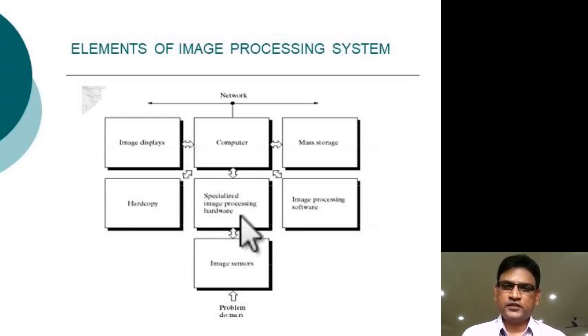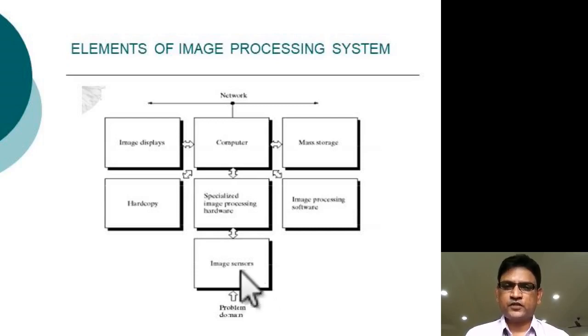And this is the heart of this entire image processing system. So this processor holds the digitizer along with the ALU. ALU stands for arithmetic and logic unit. And next is the image sensor. This is the first step which we already discussed in the fundamental steps.